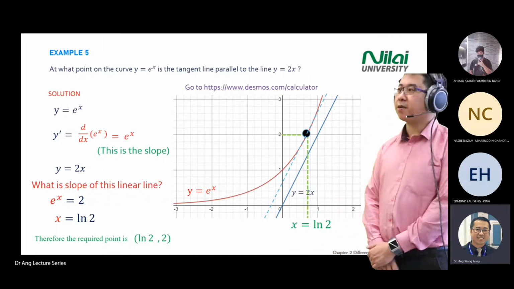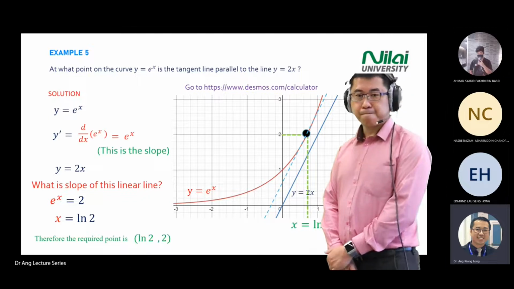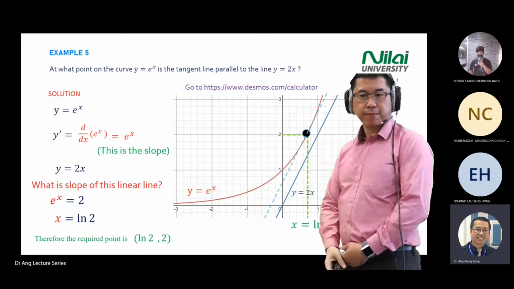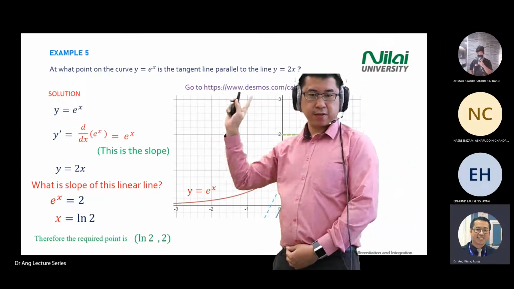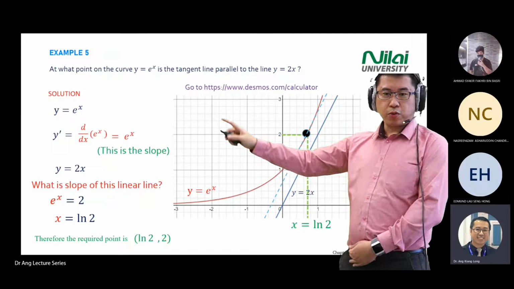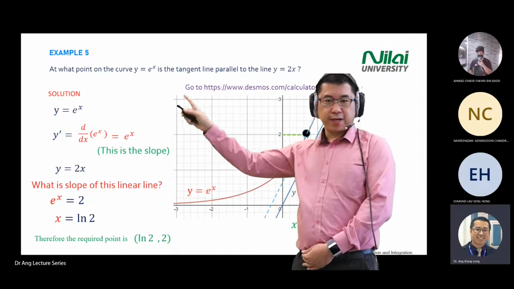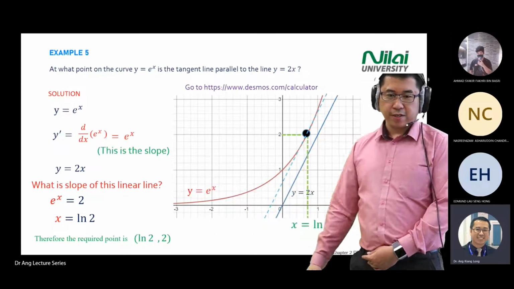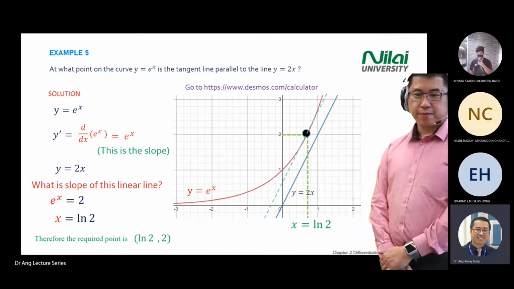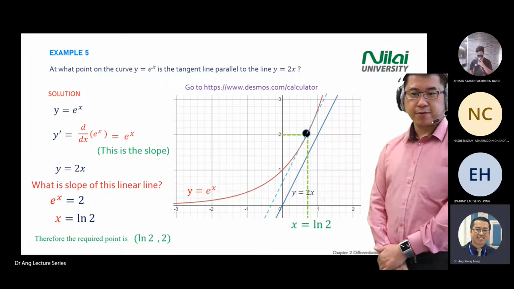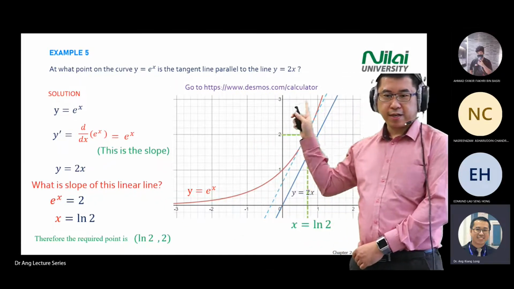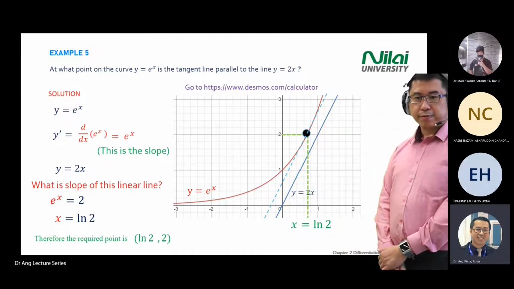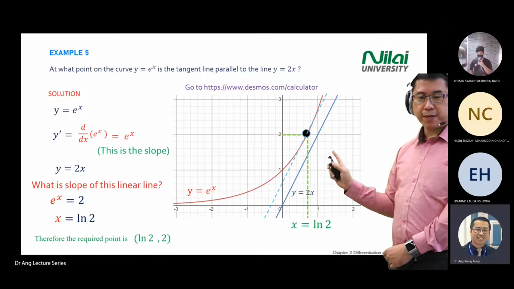Just to give you a hint, this one will be one of your quiz questions. I will test whether you understand what is parallel. I'll give you 2 equations. You need to do differentiation on the first one, and you get the gradient. You equate the gradients together, and you solve the question. Find the point that is parallel, or find the equation that is parallel, so that both lines are parallel. Any question for example number 5?